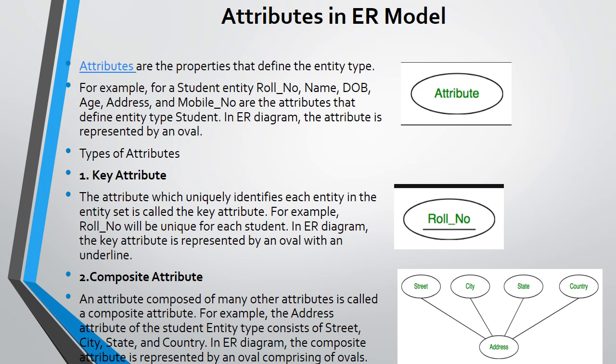Composite attributes. An attribute that is a combination of other attributes is known as a composite attribute. For example, in a student entity, the student address is a composite attribute. The address is composed of other attributes such as pin code, state, and country.